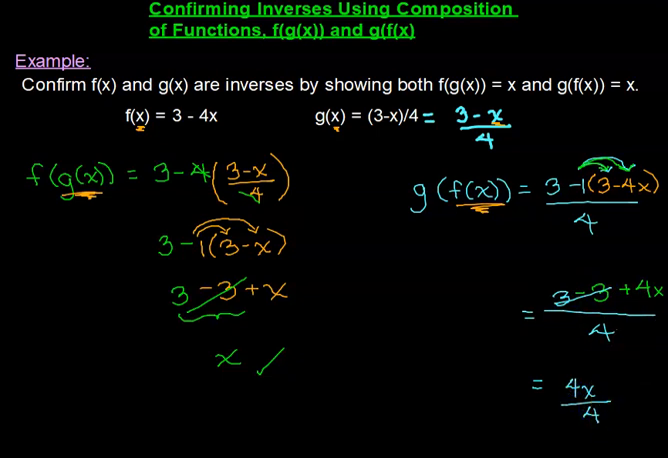Since there's no plus or minus sign, that means I don't have to factor anything in order to divide it out. Because usually, if there is a plus or minus sign, you have to factor to divide out. Since there is no plus or minus sign, I can just simply divide out, leaving you with x. So this confirms that both of them are inverses.